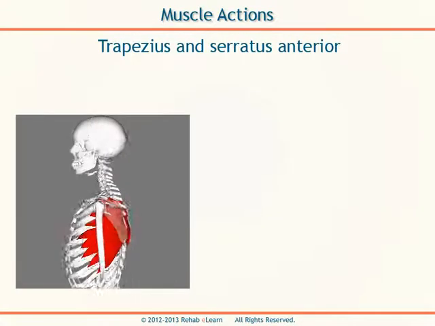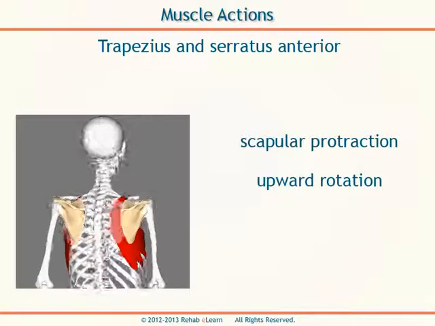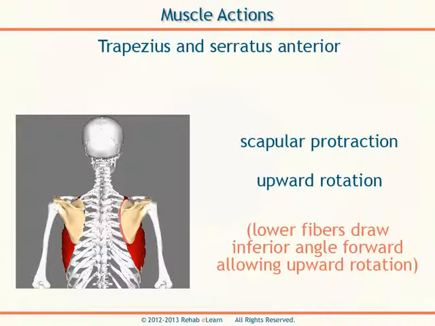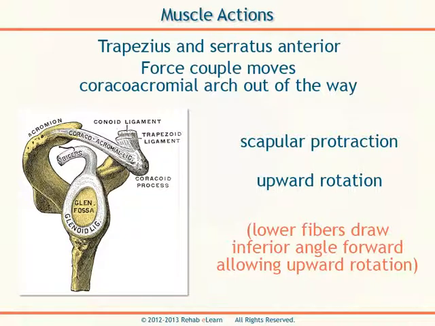The serratus anterior is involved with scapular protraction and upward rotation. More specifically, the lower fibers of the serratus anterior draw the inferior angle of the scapula forward to allow for upward rotation. As we will see, this trapezius and serratus anterior force coupling for stable scapular upward rotation moves the coracoacromial arch out of the way for the greater tubercle during overhead activity.